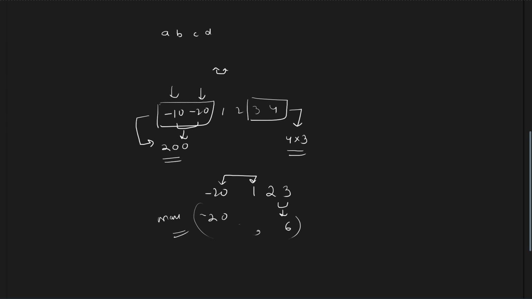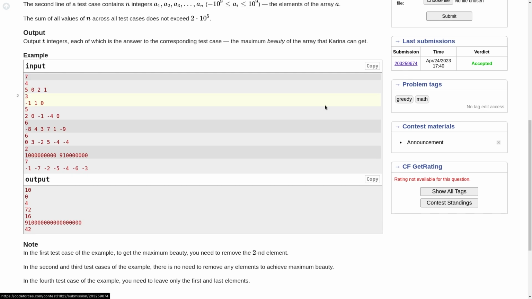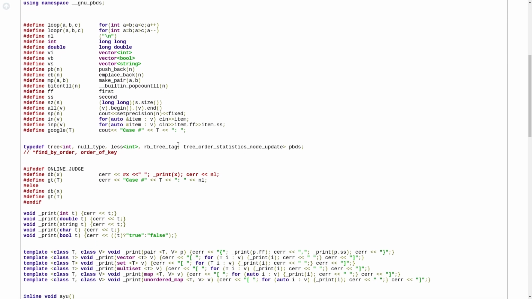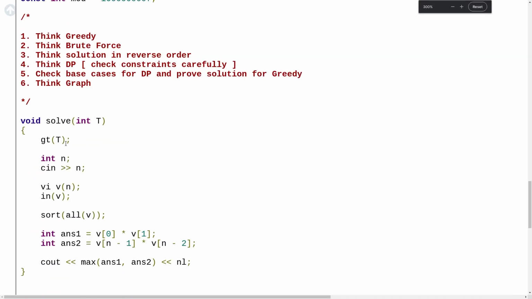Now, for this part where we need to find the minimum two values and the maximum two values, you can sort the array. You can sort the whole array, and the starting two values will be the minimum two and the ending two values will be the maximum two, right? So let us have a look at the code now for this particular problem. So this is the code.